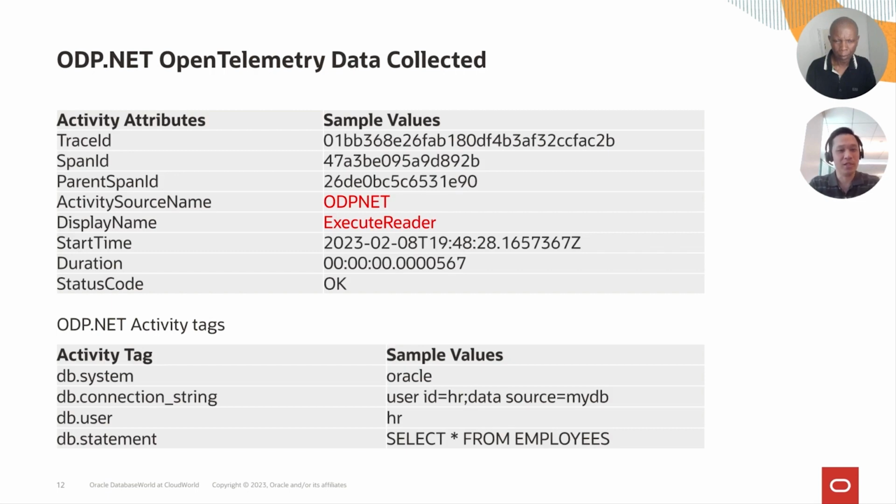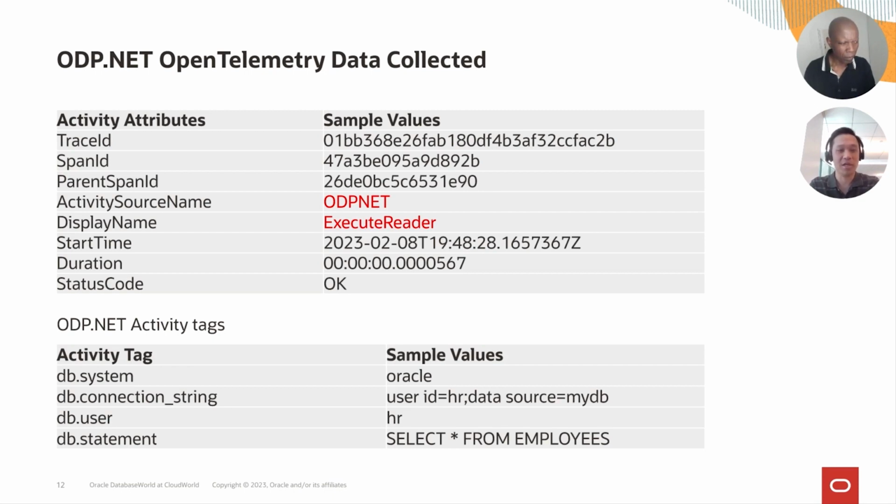So what data are you going to see with ODP.NET OpenTelemetry? Well, you'll see the standard data of different activity attributes. On the left you see those attributes, and on the right you'll see the sample values that you might experience as you use ODP.NET OpenTelemetry.